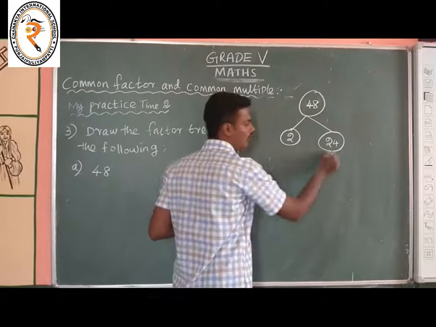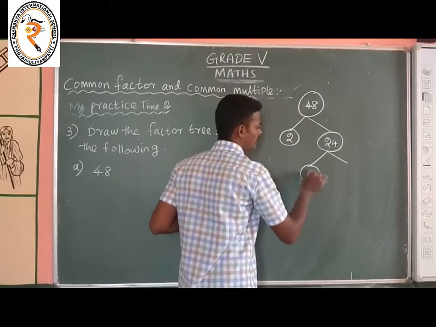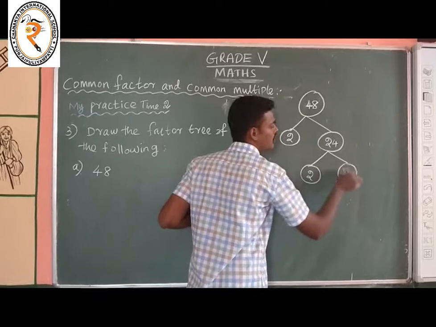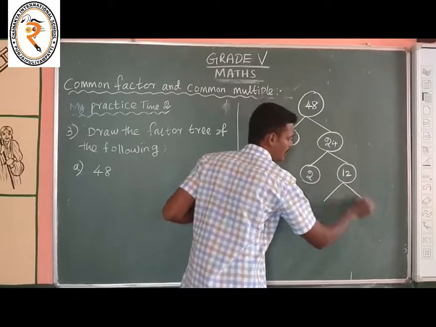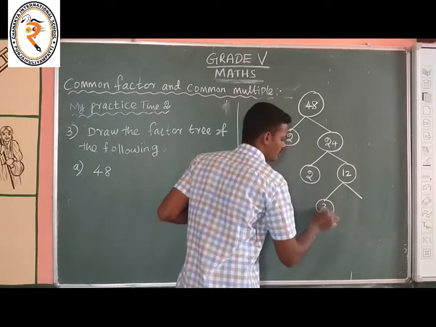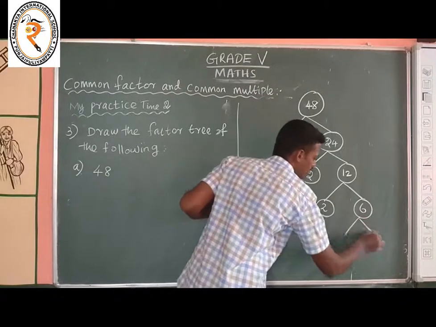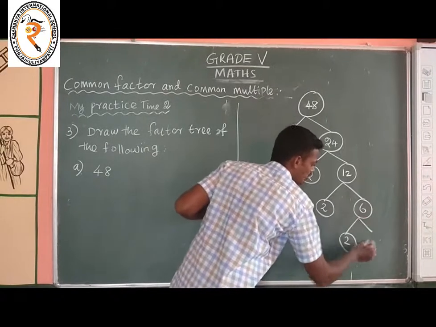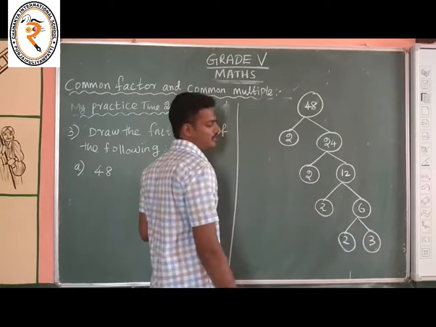Next, 24 comes in the second table. How many times? 12 times. So 12 comes in the second table. How many times? 6 times. So 6 comes in the second table. How many times? 2 3s are 6.